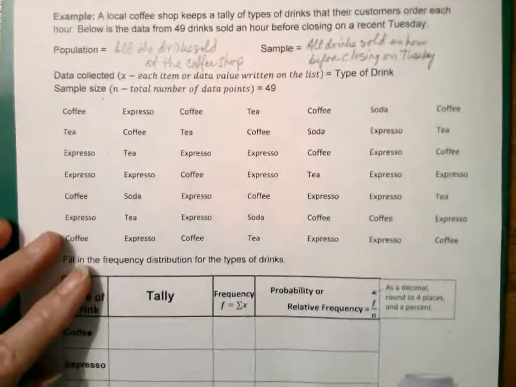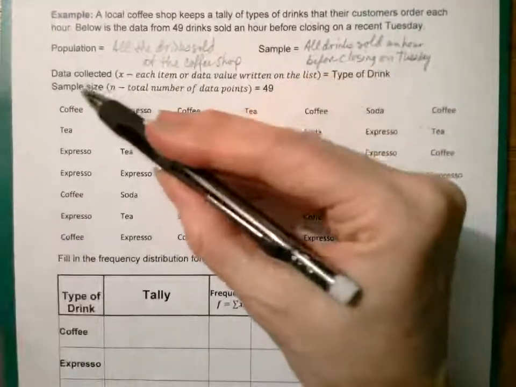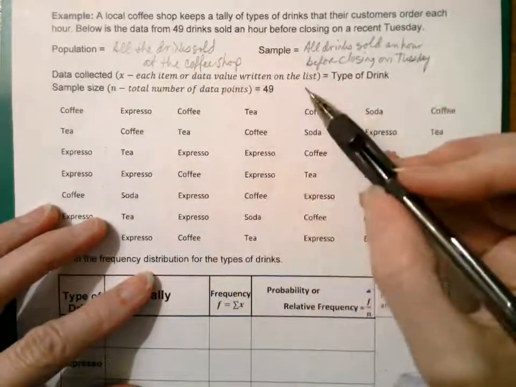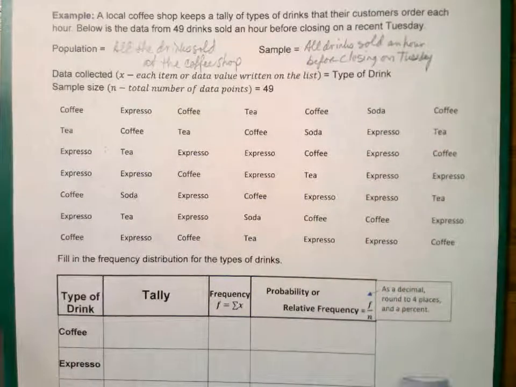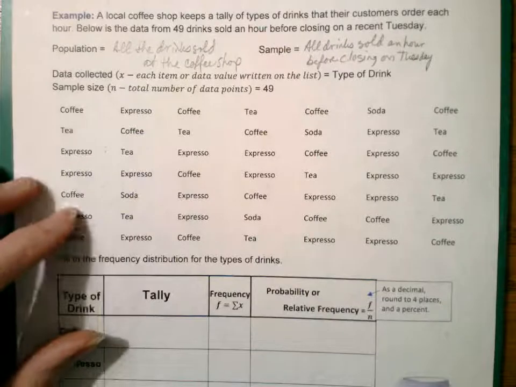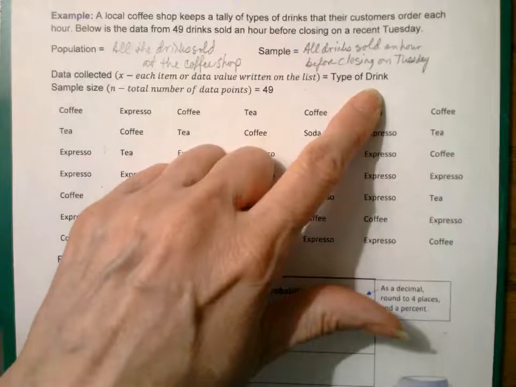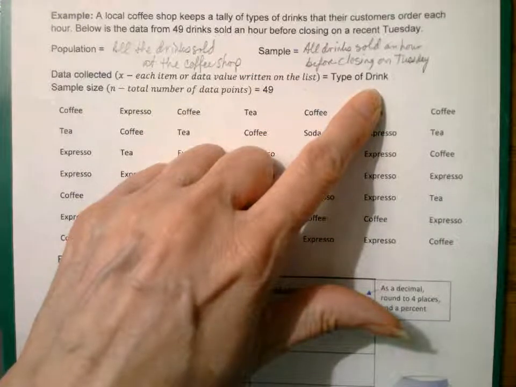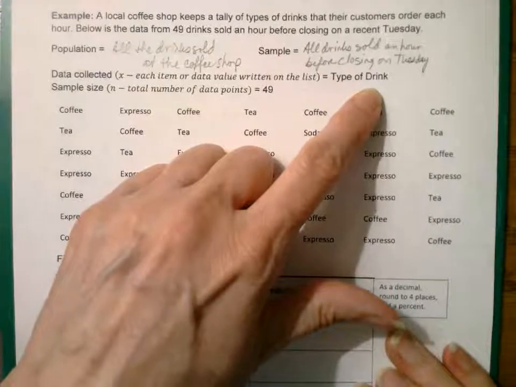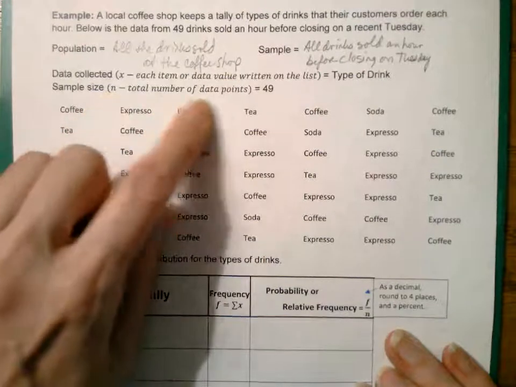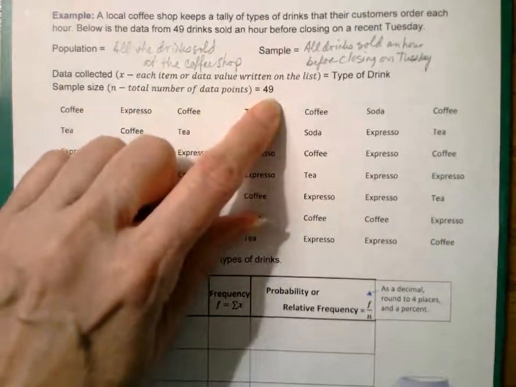Okay. So we want to start using our variables a little bit. The data collected: X is going to represent each item or data value written on the list. I've got my clipboard. We're writing down one drink sold, soda, drink sold, espresso, coffee. And what I'm writing down is the type of drink. So this is a word, not a number that we can do any kind of measurements on. So it's not a grouped frequency distribution. It's categorical. And then N is the total number of data points on my clipboard, 49.